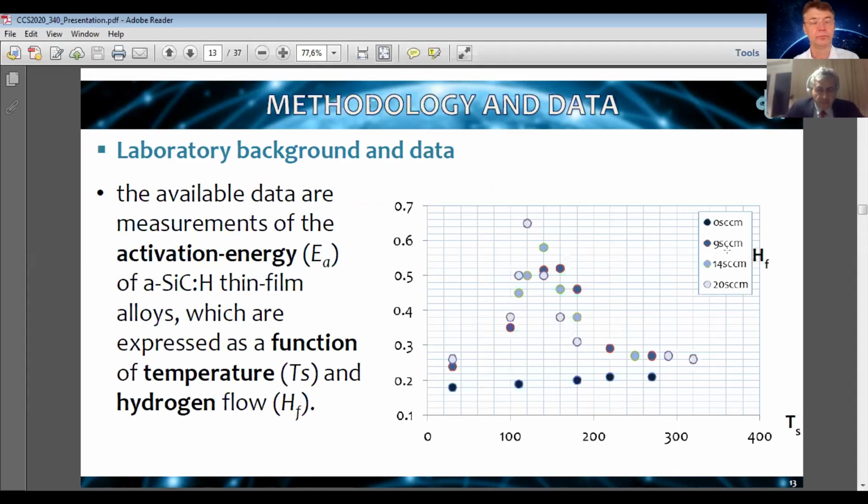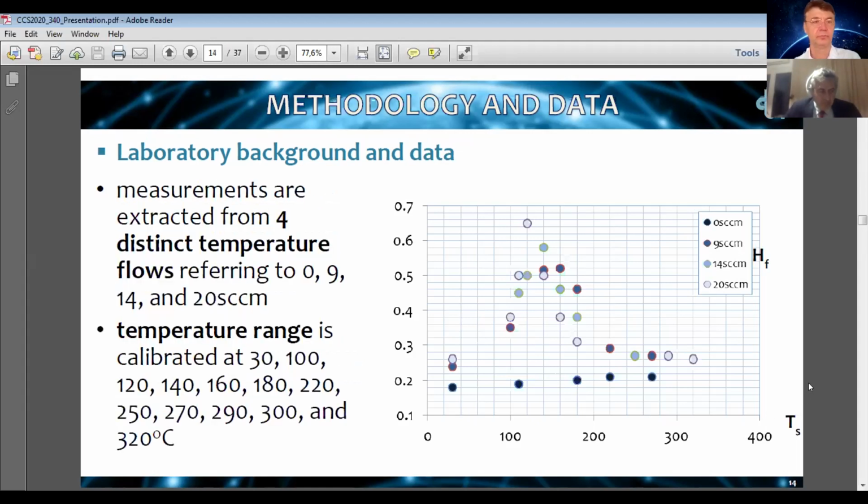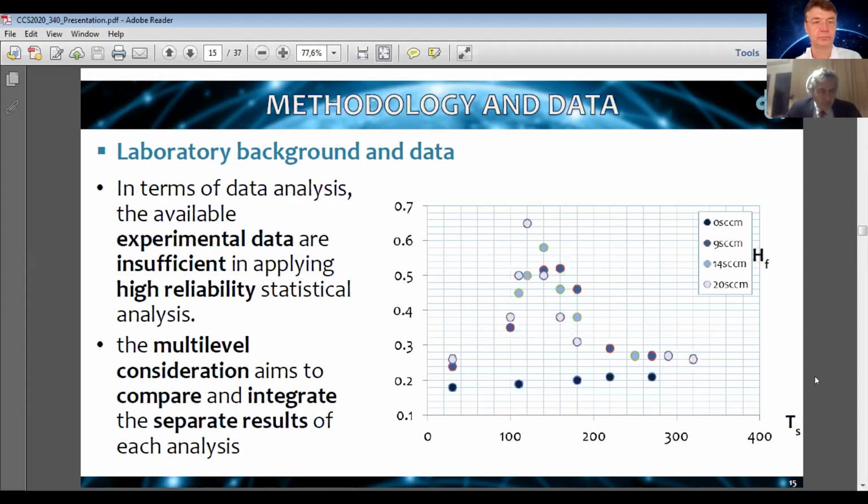We have 4 stages of hydrogen flow: 0 SCCM, 9, 14, and 20 SCCM. Each one refers to a single point illustration. On the other hand, the temperature is, as previously told, calibrated from 30 degrees centigrade up to 320 degrees centigrade. So, in terms of data analysis, the available experimental data are insufficient because there are not that many, but the multi-level consideration that we apply tries to overcome this restriction.